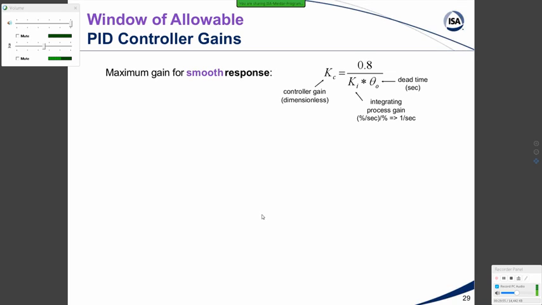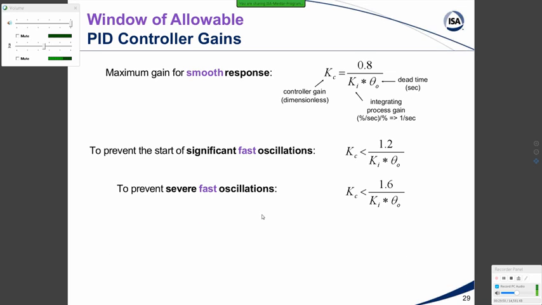We have this window of allowable PID gains, and here let's look at the maximum gain. For maximum gain, whatever tuning rule we use, it kind of reduces to this approximate relationship. For a smooth response, we want to keep the controller gain to be about 8/10 of the inverse of the product of the integrating process gain and the dead time. But if we just get a little bit more aggressive, we get into significant fast oscillations, and then if we get very aggressive, we get into severe fast oscillations.